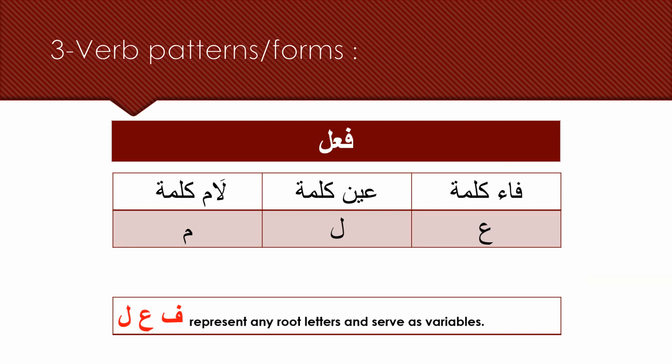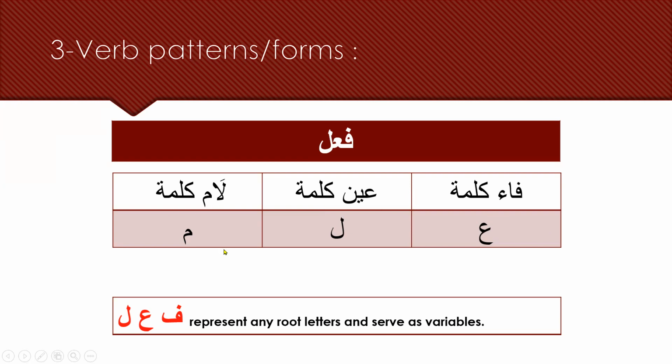That is why the default word letters are fa, ain, and lam, and they serve as variables to form multiple words, thousands of words every time. So you can see here that the first letter is this fa, and it is called the fa kalima, and the second is the ain kalima, and the third is the lam kalima.